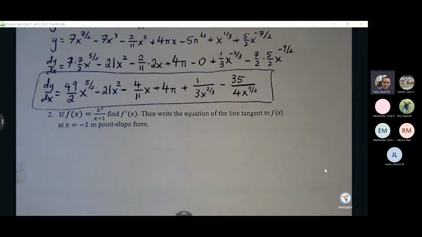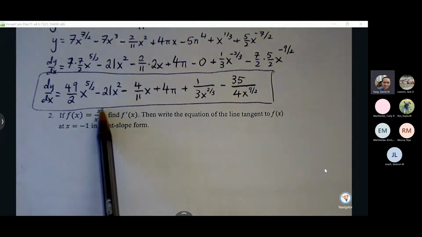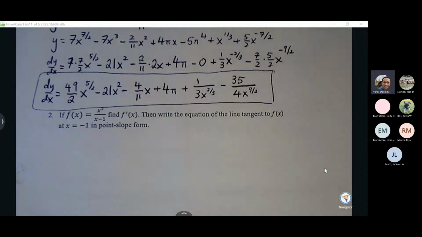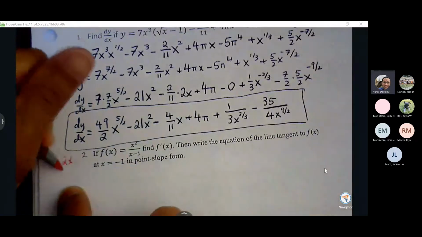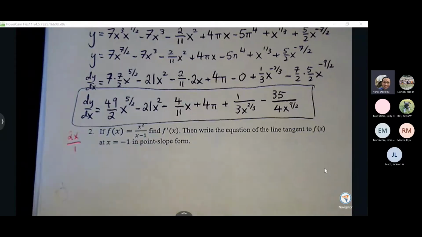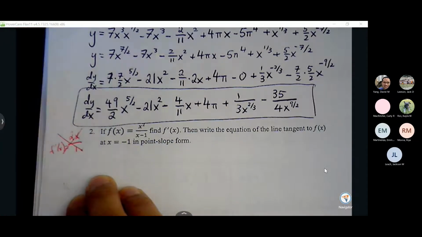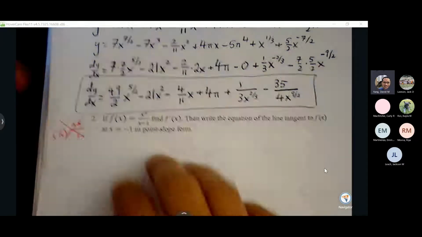Okay, number 2. Our function is x squared over x minus 1. Find the derivative. So to find the derivative, we have no choice but to use what? Quotient rule, right? We cannot freelance on this derivative. We can't say 2x over 1, right? It's not as easy as that. We can't just do power rule for both and just leave it like that. I mean, this is not the derivative. Okay, so we got to go through quotient rule.